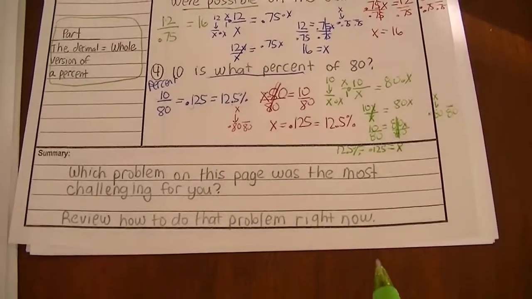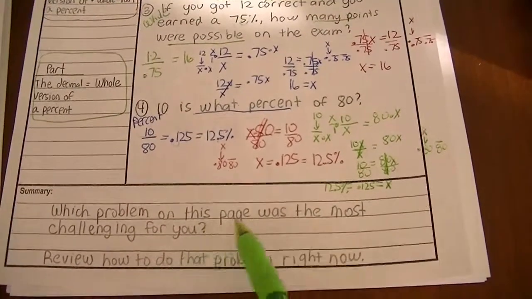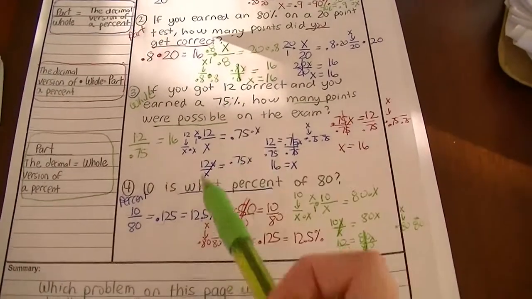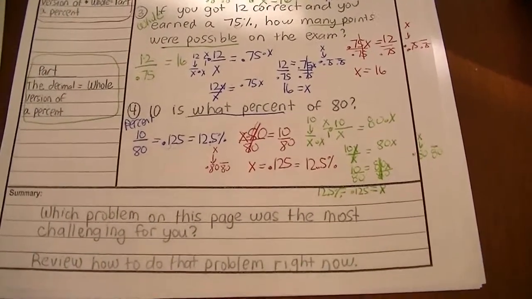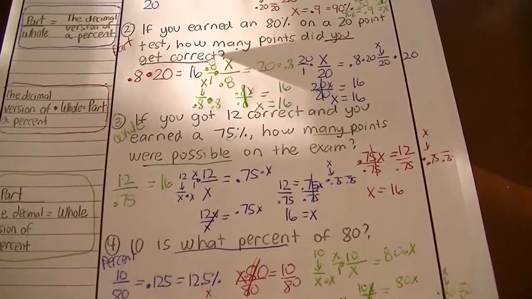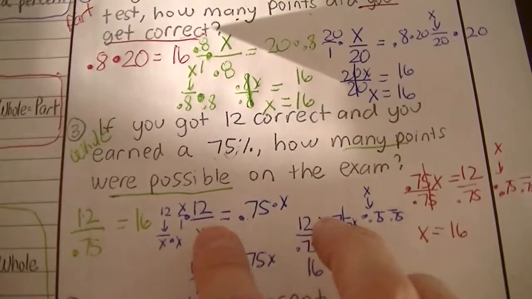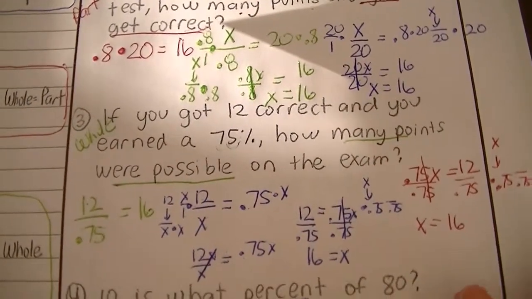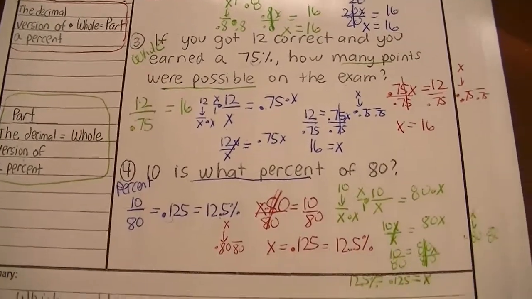So for your summary, which problem on this page was the most challenging for you? So I want you to write down which one it was, 1, 2, 3, or 4. And I want you to review how to do that problem right now. So don't just write a number and then flip the page, but if you're like, oh, I did not really understand number 3, I want you to go back to whatever problem you don't understand, reread it, make sure you understand how to solve it. That's very important for you to understand this material, okay? You have to practice it to get better.